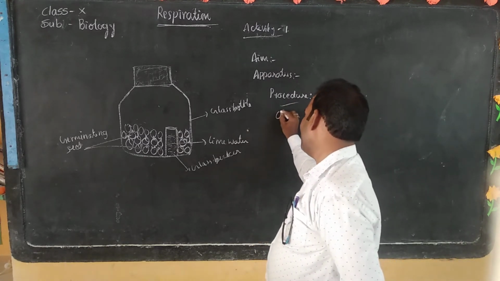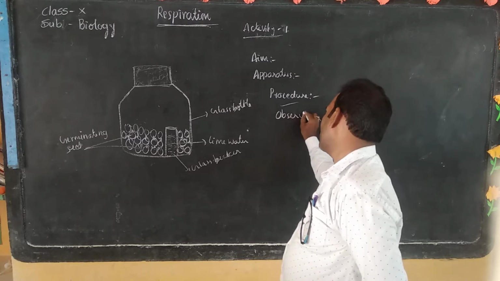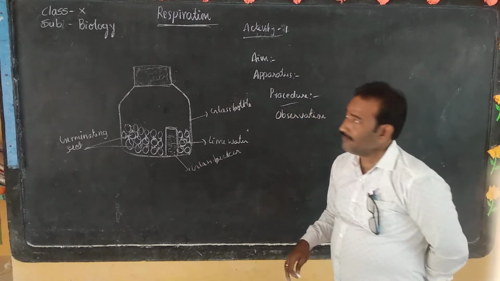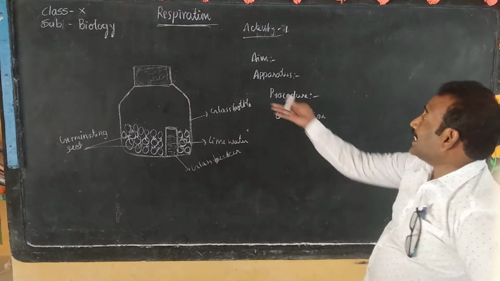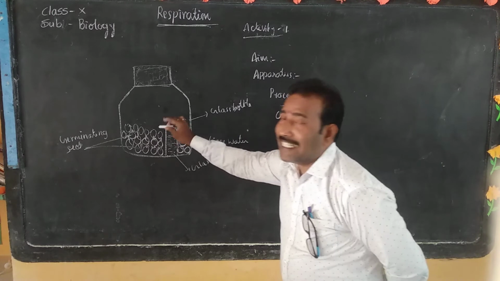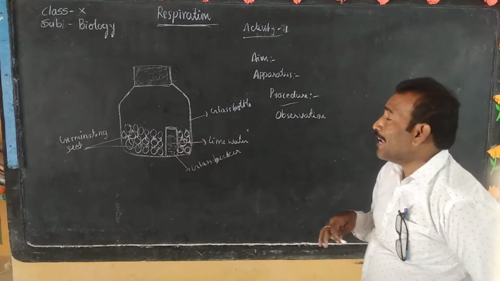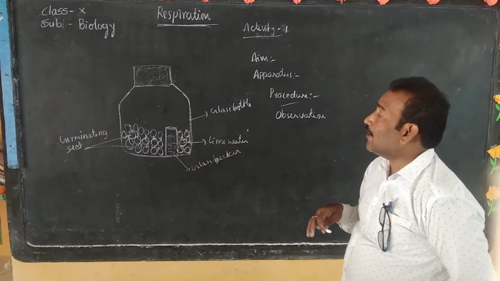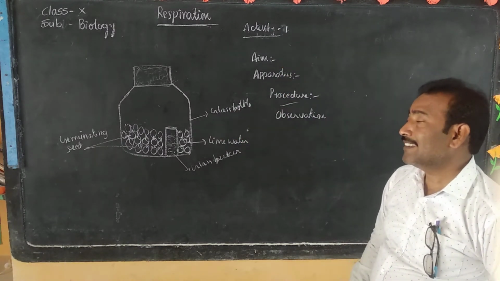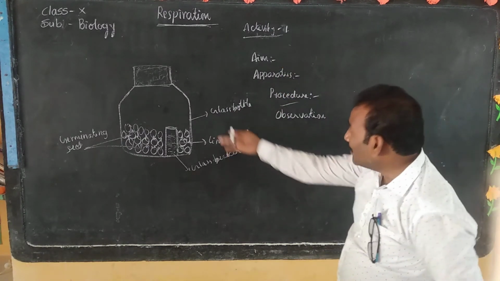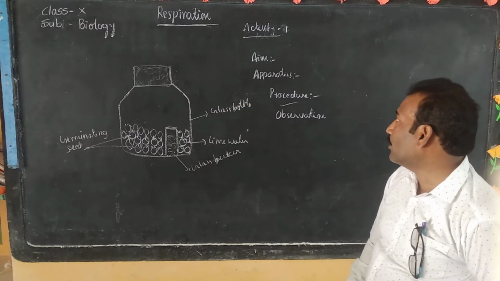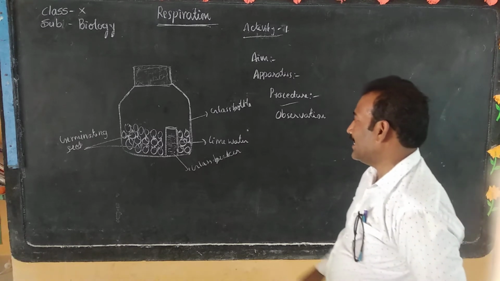Next, observation. What will you observe? After the time is over, you will observe that the lime water will turn milky white. Why did the lime water turn milky white? Because germinating seeds will respire. During respiration, carbon dioxide is released. This carbon dioxide turned lime water milky white.